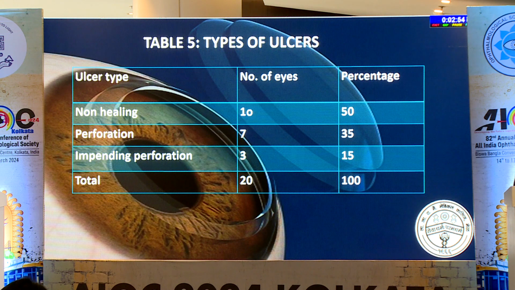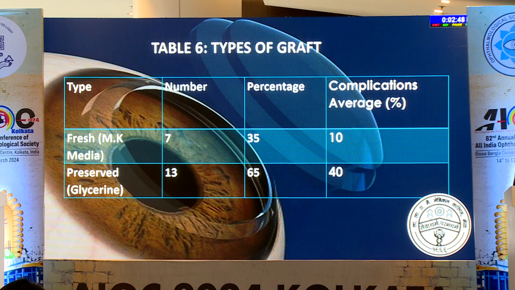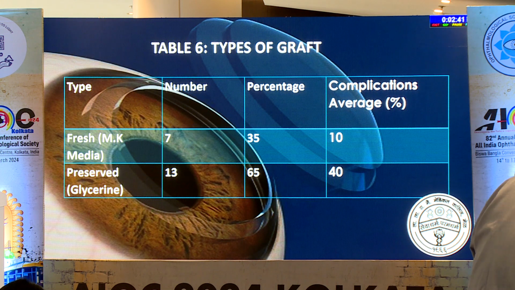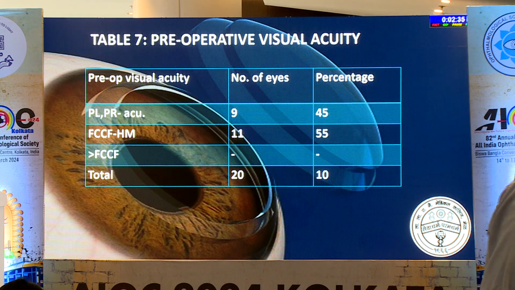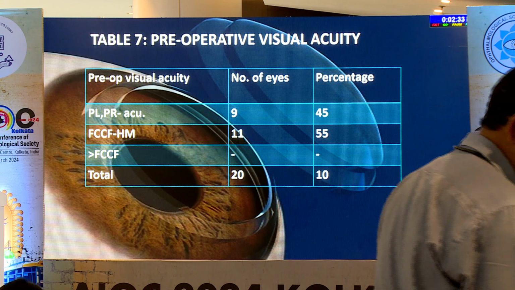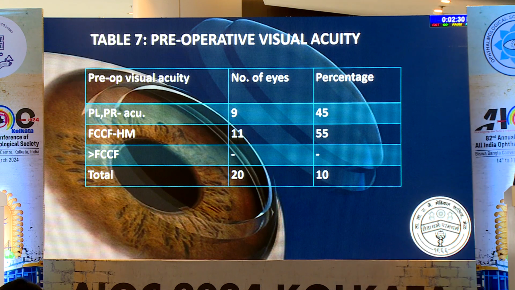And types of ulcer, non-healing ulcer were the commonest, that is 50%, followed by perforation or with impending perforation. We can see that fresh graft that is preserved in MK media were associated with lesser number of complications, while glycerin-preserved corneal grafts were associated with more number of complications. This is the pre-operative visual acuity. We can see that most of our patients were in finger count close to face to hand movement.